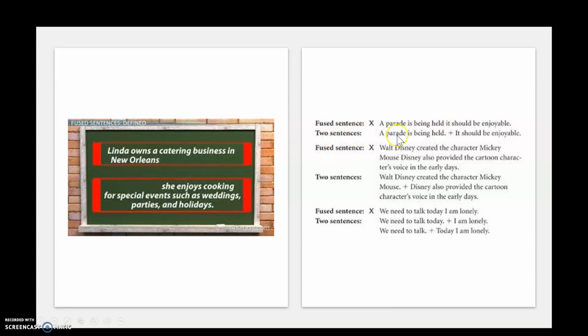Same here, fused sentence. A parade is being held. It should be enjoyable. This one, they've added a plus sign here to show that it's 2 separate thoughts. A parade is being held, period. It should be enjoyable.